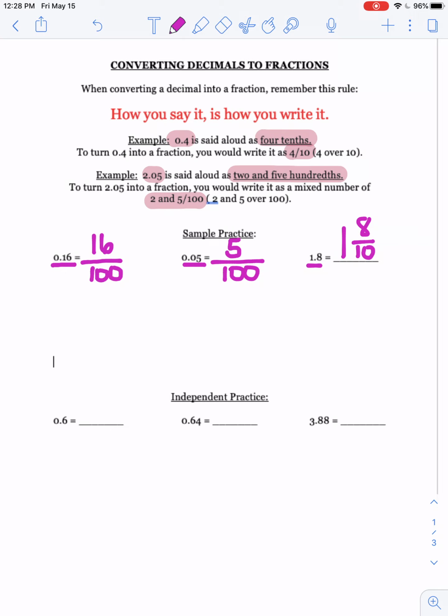So now go ahead and pause the video and try to complete the 3 independent practice problems yourself.